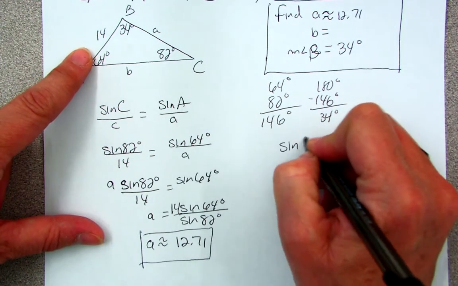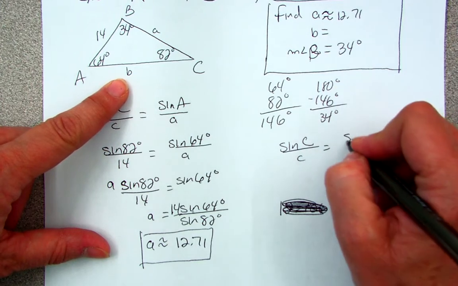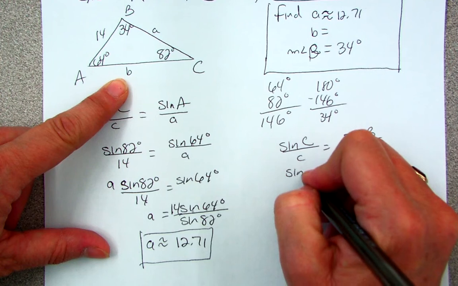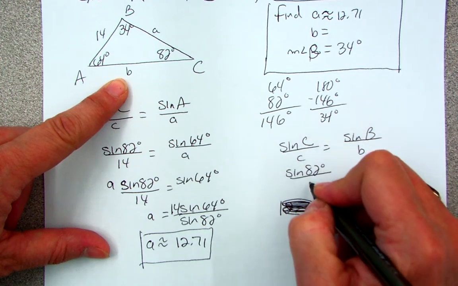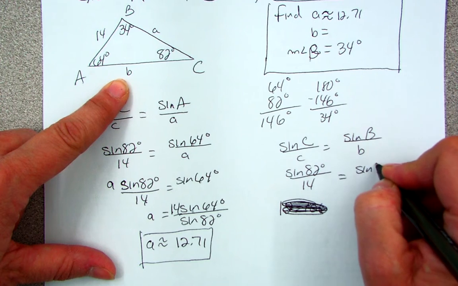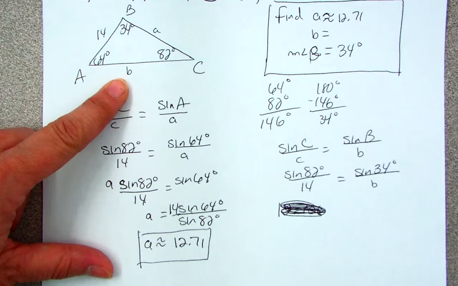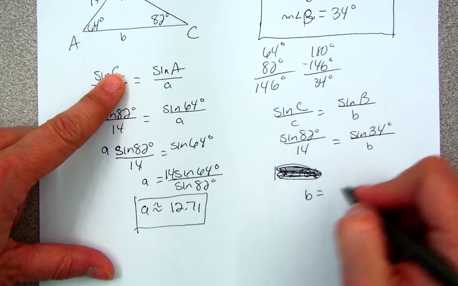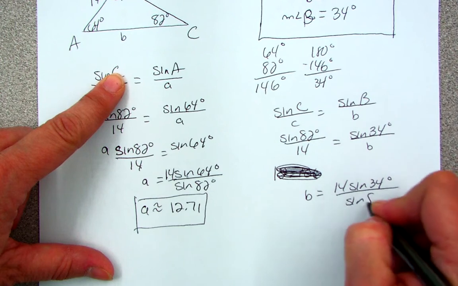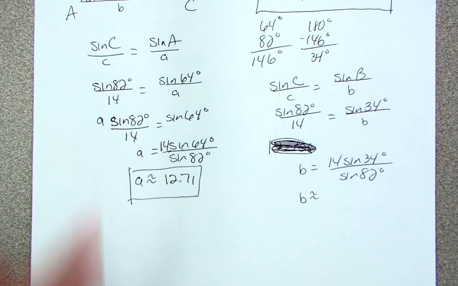So I'm going to do sine of C over C, and now I'm looking for B, because I've already got A answered. I need to find B. So now it's sine of capital B over side B. So that's sine of 82 degrees over 14 equals sine of 34 degrees over side B. I'm going to isolate my B. So that goes up there. So that's 14 sine of 34 degrees over sine of 82 degrees. And I'm going to go get that approximate answer. I went faster. I know you can handle that.